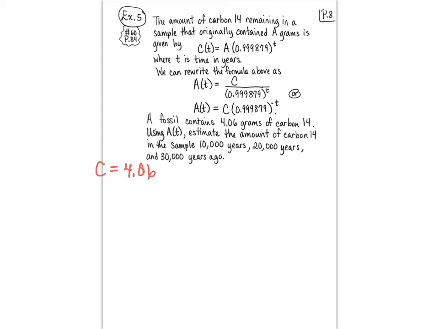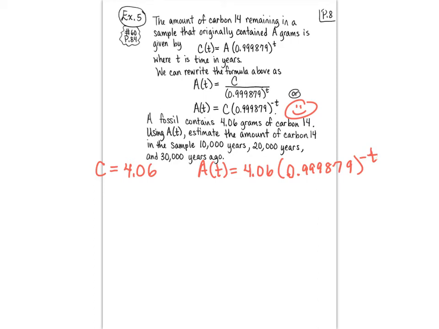We can make that a little bit better. And we know that A of T is equal to 4.06. We're using the smiley face up here. So that's 4.06 times the quantity 0.999879 raised to the negative T. Now, of course, you'll be using your calculators for this problem.